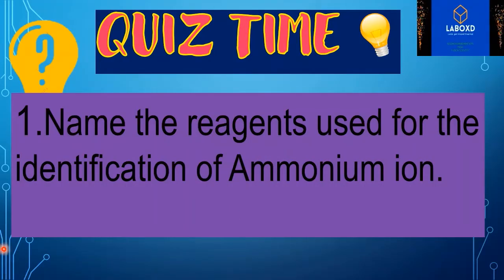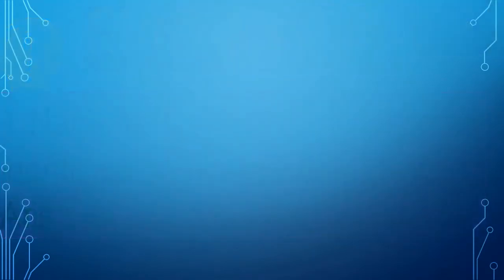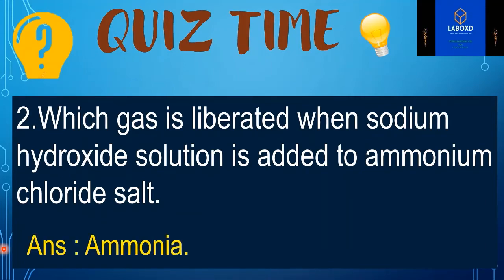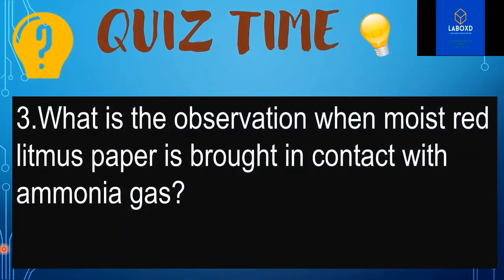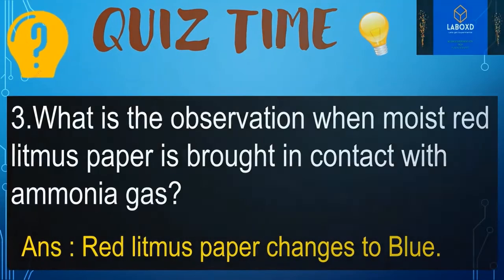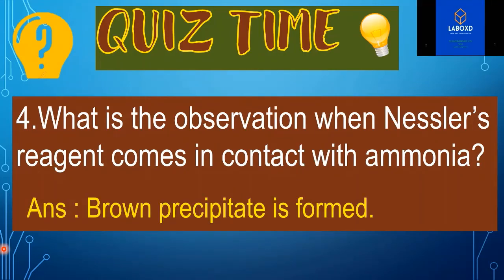Quiz time. First question. Name the reagents used for the identification of ammonium ion. Sodium hydroxide, litmus paper and Nessler's reagent. Second question. Which gas is liberated when sodium hydroxide solution is added to ammonium chloride salt? Ammonia. What is the observation when moist red litmus paper is brought in contact with ammonia gas? Red litmus paper changes to blue. What is the observation when Nessler's reagent comes in contact with ammonia? Brown precipitate is formed.